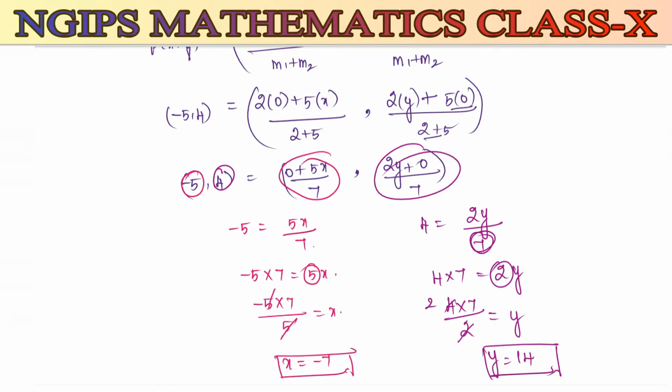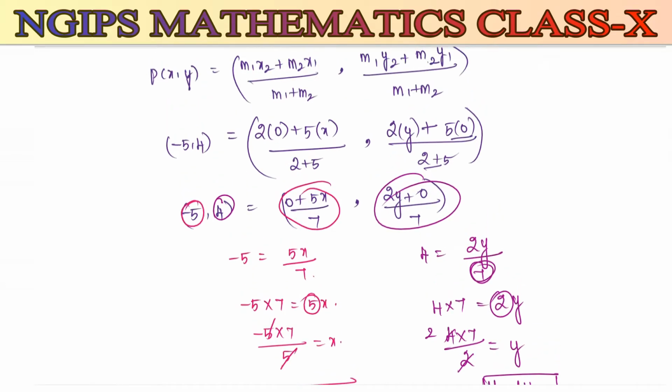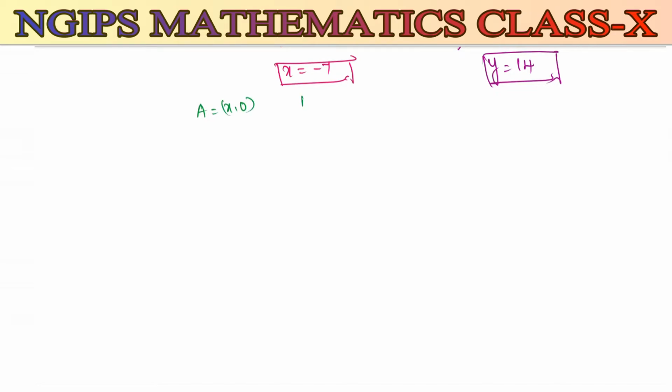So in this, just I am going to substitute the values. X is equal to minus 7, y is equal to 14. X value it is minus 7. So I can write here the point A is equal to minus 7 comma 0. And B, Y value it is 14. So B is equal to 0 comma plus 14. So we found the coordinates of A and B. Just I have substituted the X and Y value here.